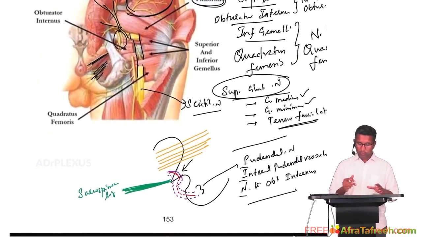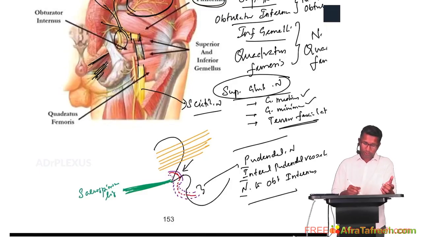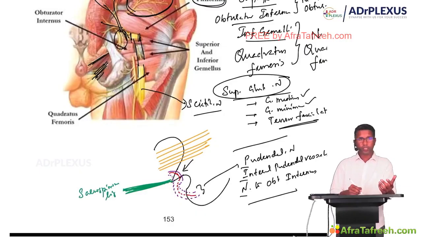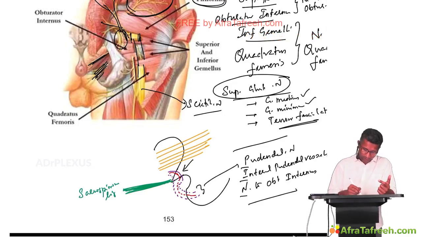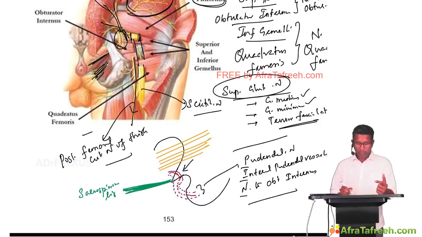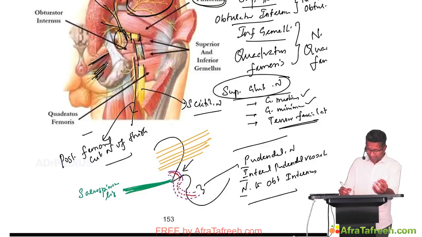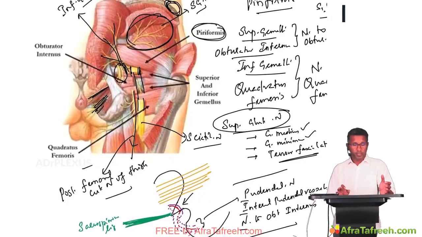Just below the piriformis, you have seen a lot of structures. One, the sciatic nerve, then the inferior gluteal nerve, then the pudendal nerve, internal pudendal vessels, and the nerve to obturator internus, and the last nerve which runs down to the thigh. This nerve is called the posterior femoral cutaneous nerve of the thigh, which supplies the skin of the posterior aspect of the thigh. These are the structures present in this area. I hope you are clear with this picture.